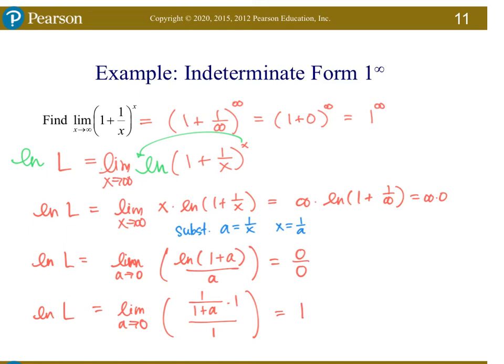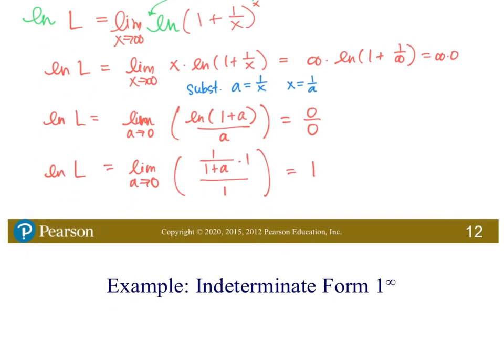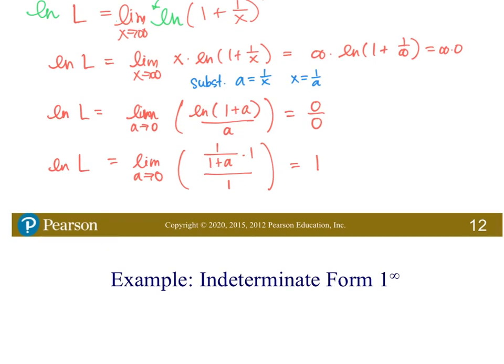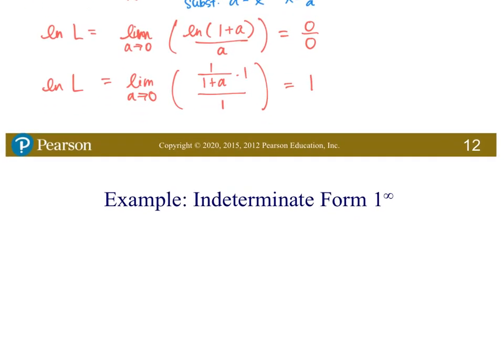I knew I was going to run out of room, so I gave myself another blank slide. If you have more room to go, that's fine. But what we've got right now is that the natural log of L is equal to 1. And so one final simple step to solve for what L is to apply e to both sides. And so the limit we're looking for is e in this question. So all of that just to get e.